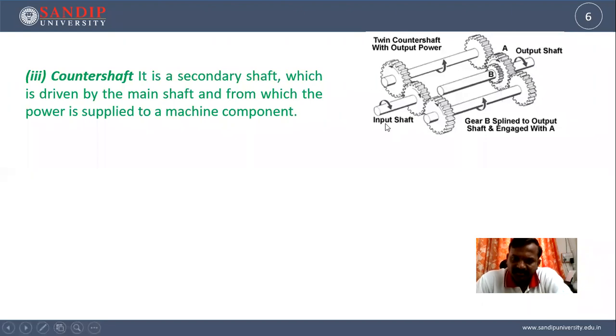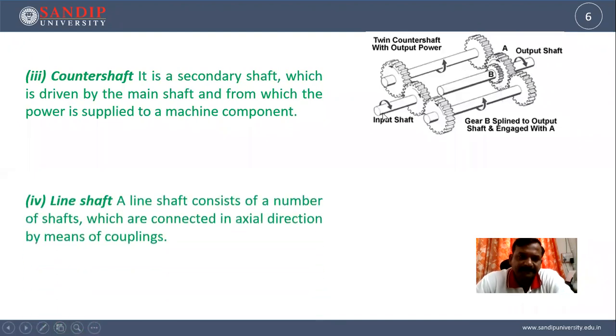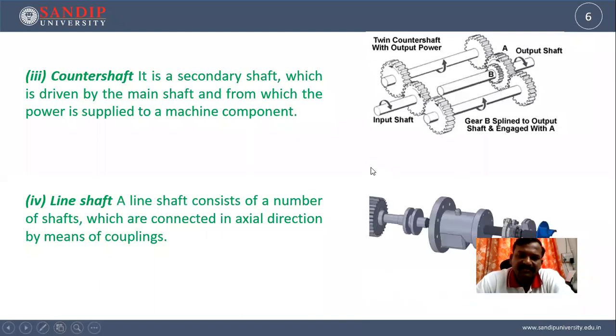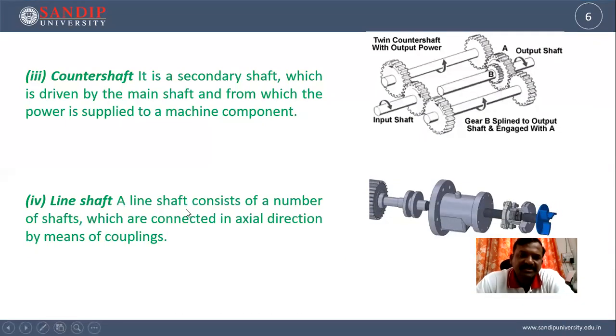So input and output, these are two different shafts. Power from the input shaft is transferred to the output shaft with the help of an intermediate shaft that is called the counter shaft, maybe single or maybe double twin as shown in the sketch. So the counter shaft is a secondary shaft which is used for transmission purposes. Then the line shaft. A line shaft consists of a number of shafts which are connected in the axial direction by means of couplings.